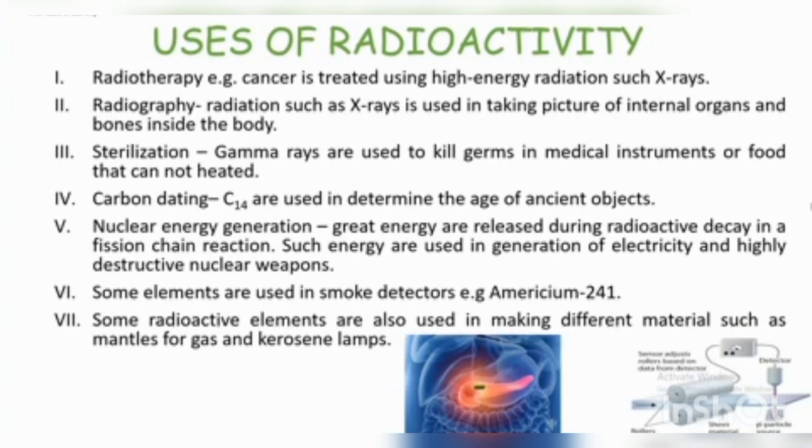Then in homes, most first aid kits found in our homes contain items sterilized by radiation, including cotton wool, bandages and burn dressings. Okay, so these are the uses of radioactivity.